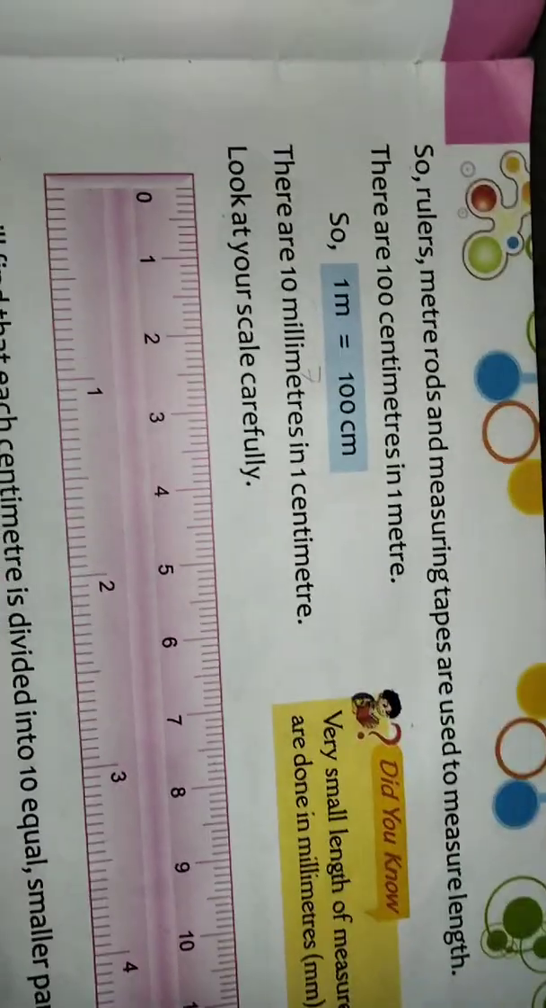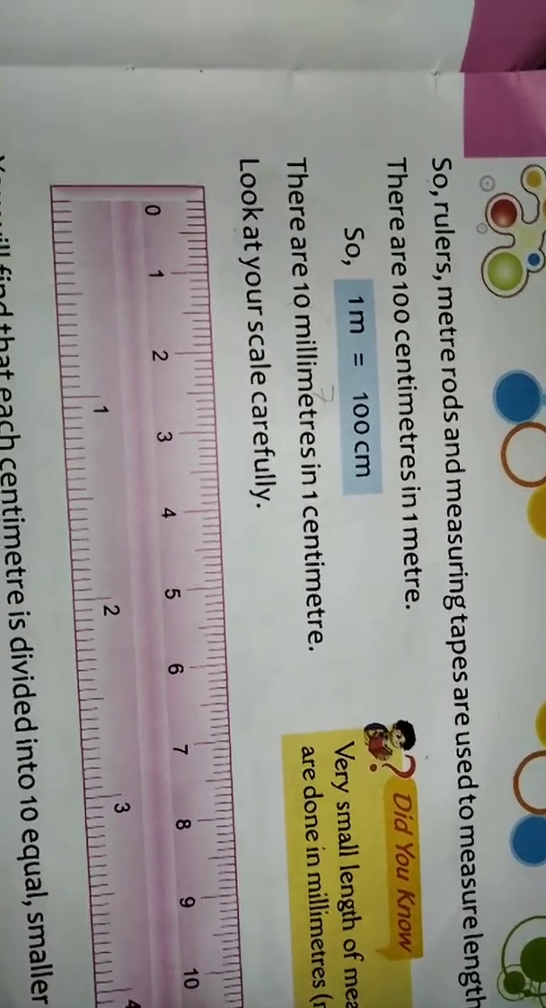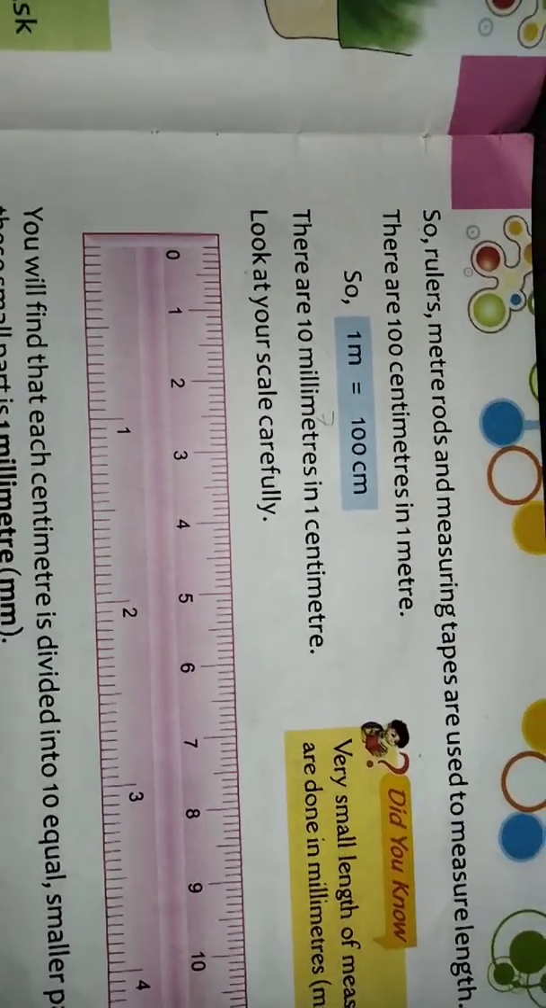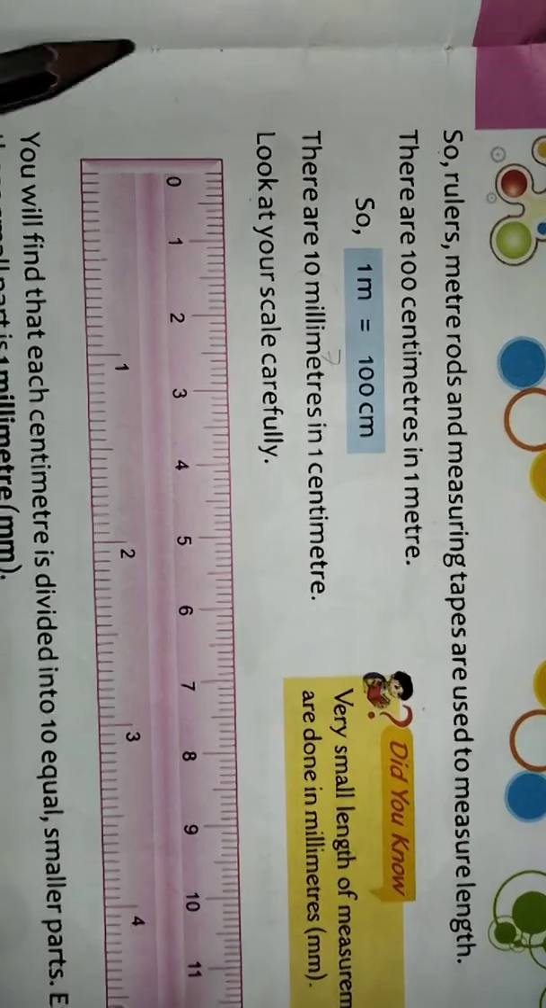Children, today we are going to learn class 3 science lesson number 9, Measurements. Today we are going to learn page number 71. Okay children, let us open page number 71. Keep your fingers.